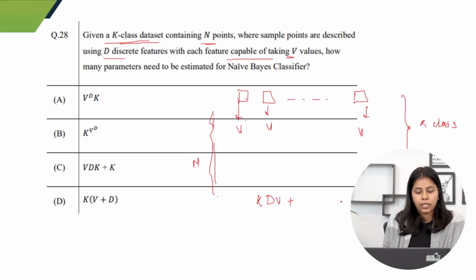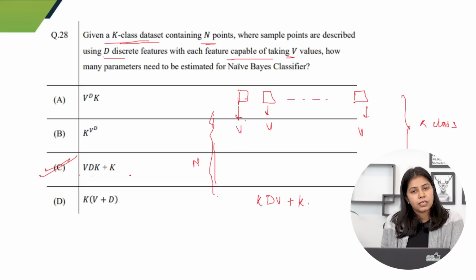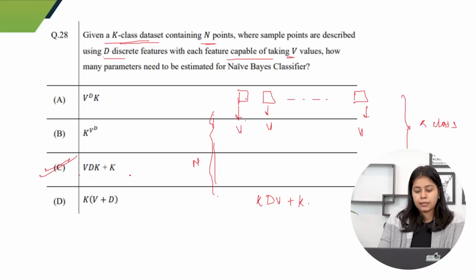If you have studied naive Bayes classifier, then we have to find out the probabilities, probability of c1, c2, ck, like that. So that's why we have to add this k. So that's why option C is correct, right? So I have to calculate all these probabilities. So that's why vdk plus k parameters I have to estimate for naive Bayes classifier, right?